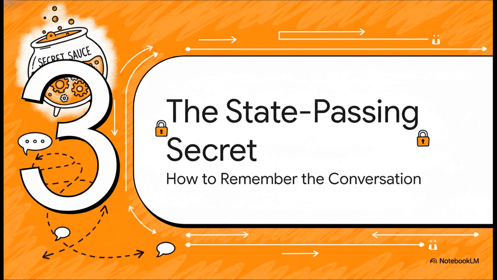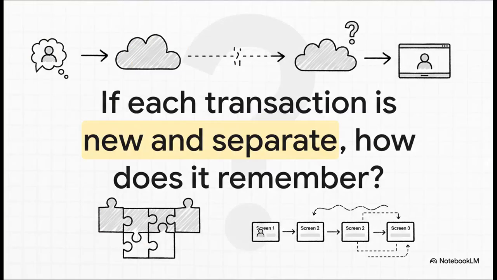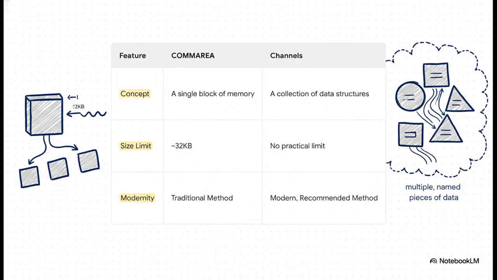If the program disappears, how does it remember anything? Let's get into the secret sauce here. Think about it. If program A sends you a form and then completely vanishes from existence, how does program B, which is a totally new program, know who you are or what you typed on the last screen? How does it maintain the state of the conversation? It seems impossible. Well, the answer is that you don't keep the state on the server.